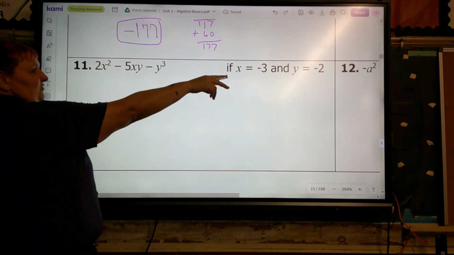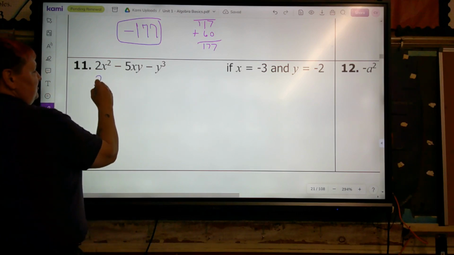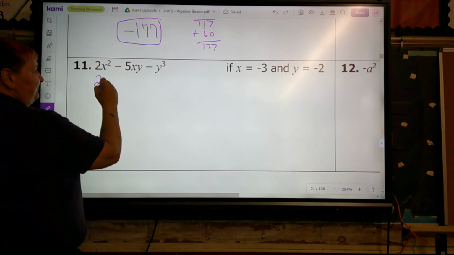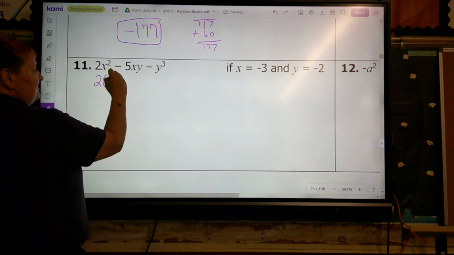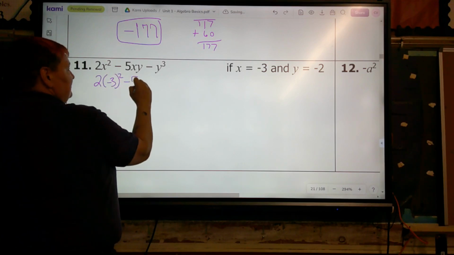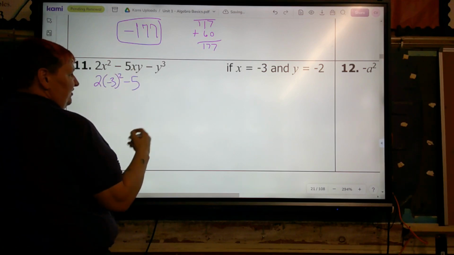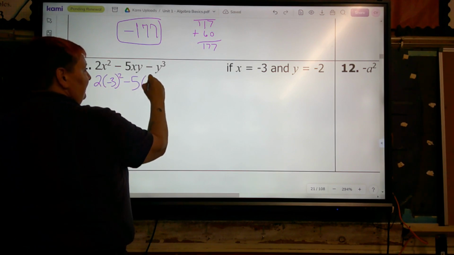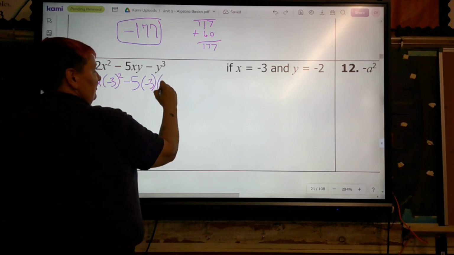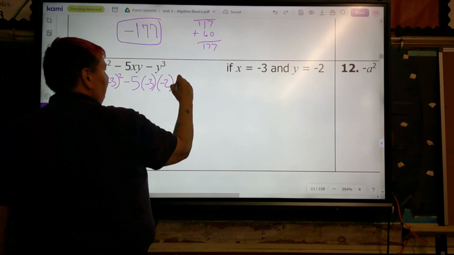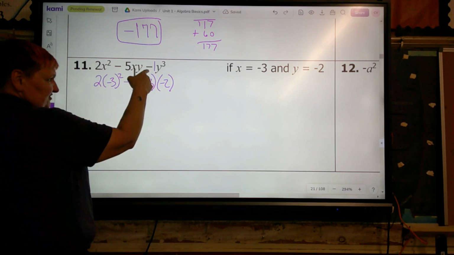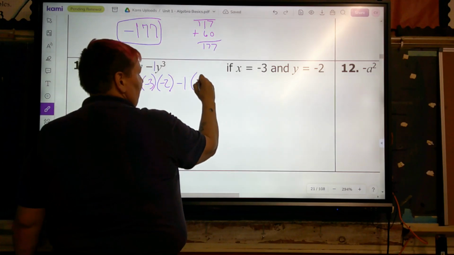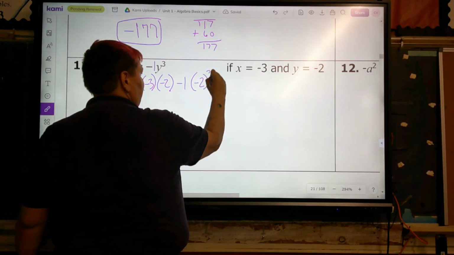X is negative 3, y is negative 2, so we have 2. This one has a coefficient, so there's no invisible 1. X squared. This one has a coefficient, so there's no invisible 1. 5xy. This one does not have a coefficient, so there is an invisible 1. Negative 2 to the third power.